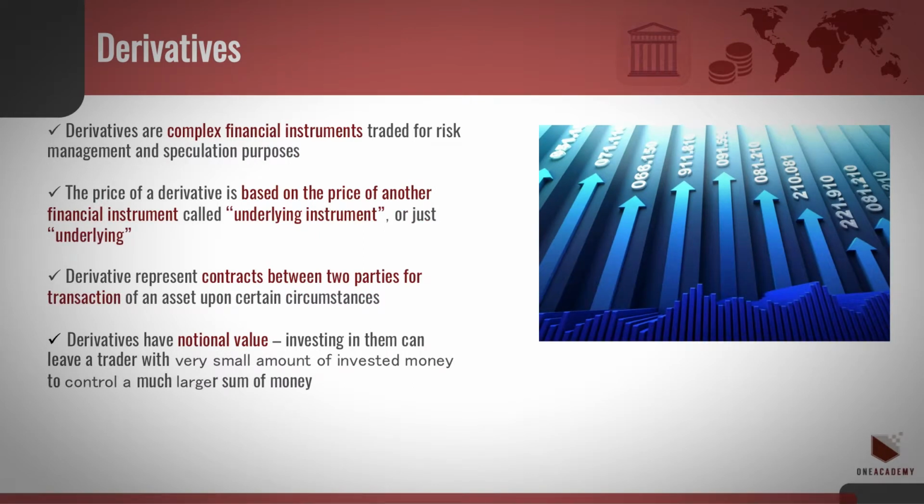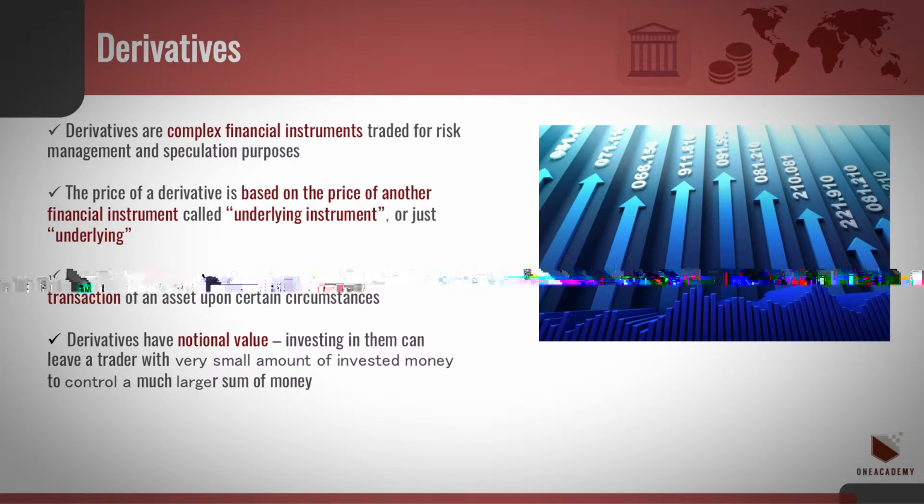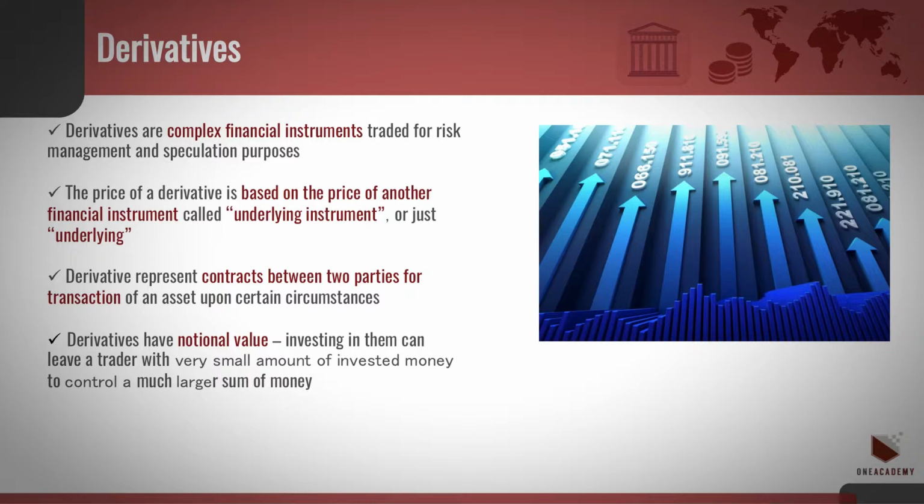Derivatives. Derivative financial instruments, most commonly called derivatives, are complex financial instruments traded for risk management and speculation purposes. The price of a derivative is based on, or is derived from, the price of another financial instrument called the underlying instrument, or just underlying. Derivatives represent contracts between two parties for the transaction of an asset upon certain circumstances. Derivatives have notional value, meaning that a very small amount of invested money can control a much larger sum of money. This makes derivatives attractive, but also very dangerous for trading.